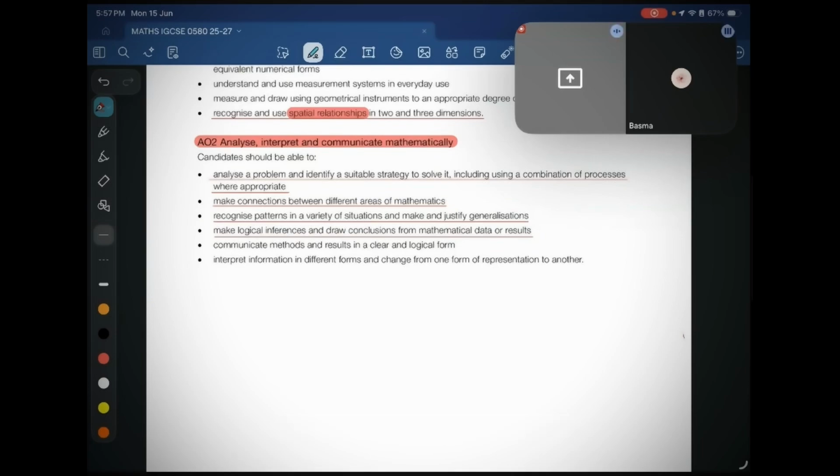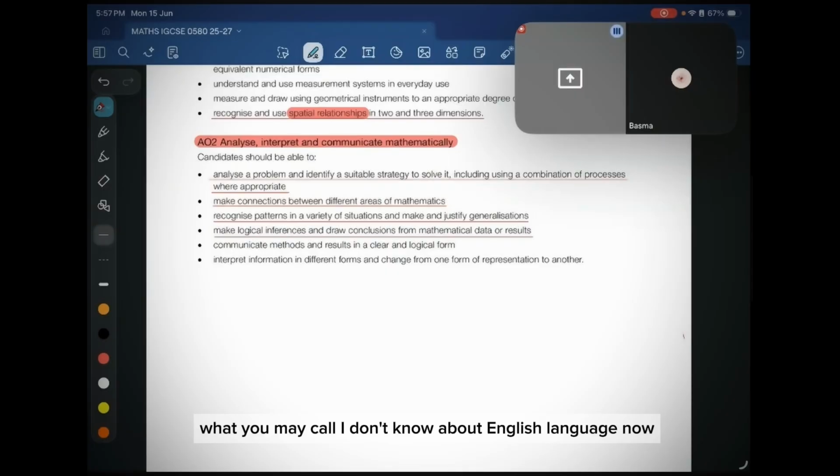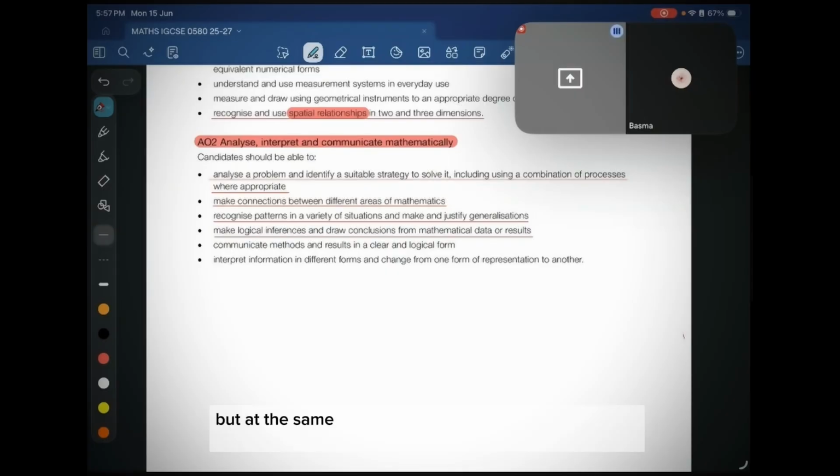Yes. I'm not sure how you guys have it now. I don't know about English language now, but at the same time, your logical inferences and strong conclusions are kind of similar to those English comprehension paragraphs, where one line is given and a question is given, and you're able to draw a conclusion. Okay, this is what the writer or the author meant by it, and this is what it's actually saying.